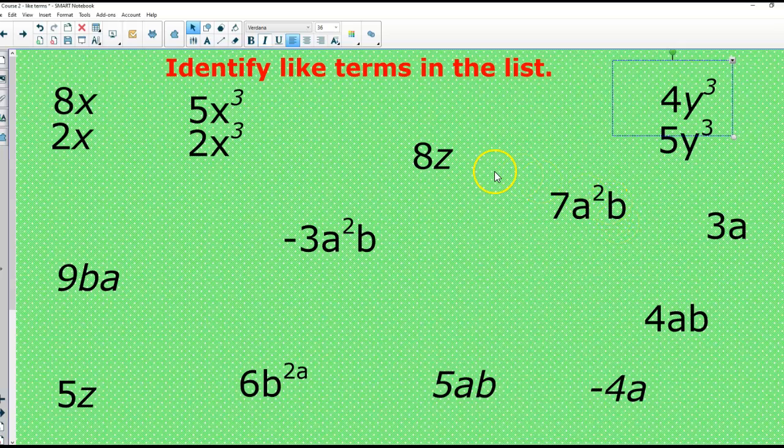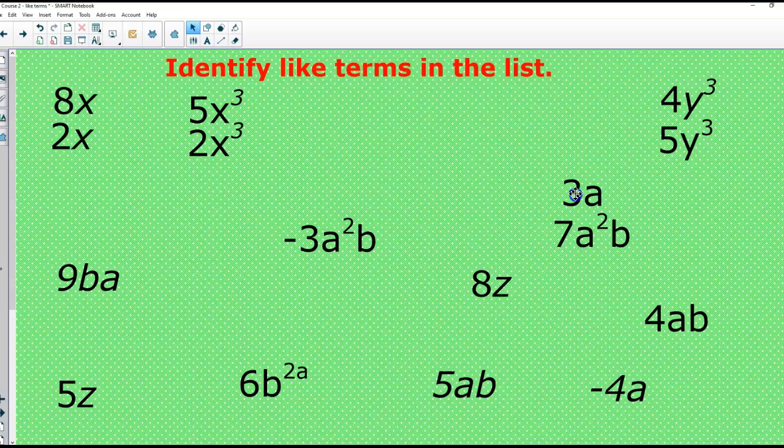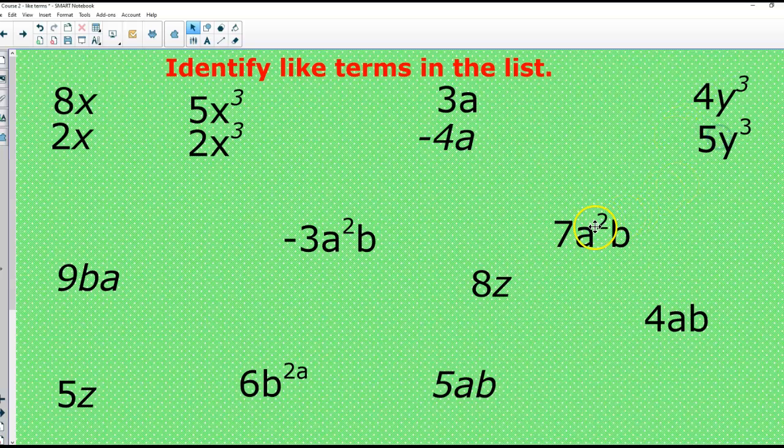Okay. Let me move this around a little bit here, make some room. How about this one? It says 3a. So I need to find something that has an a and no exponent. And I believe this one matches up. Right? A and no exponent. It does not matter if one's positive and negative. We don't care. All we would need is the letter and the variable.